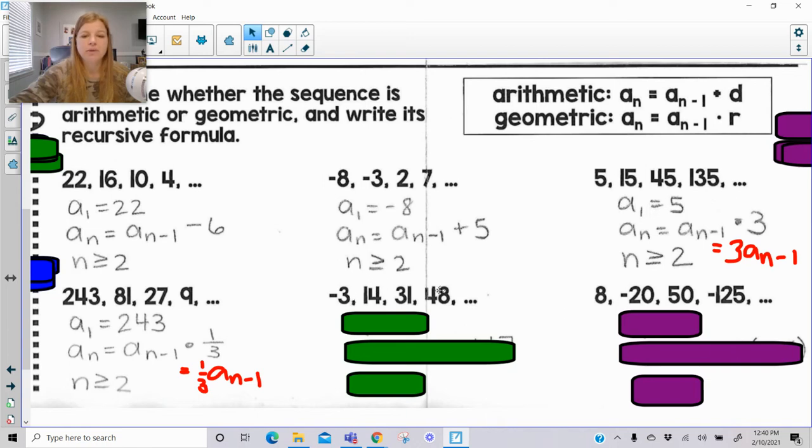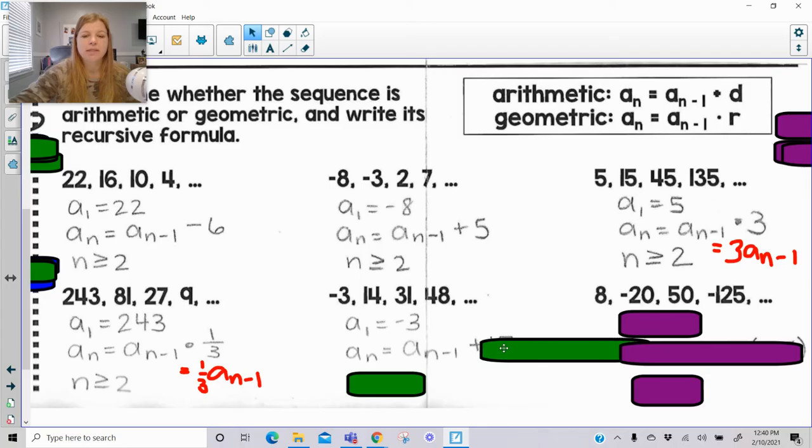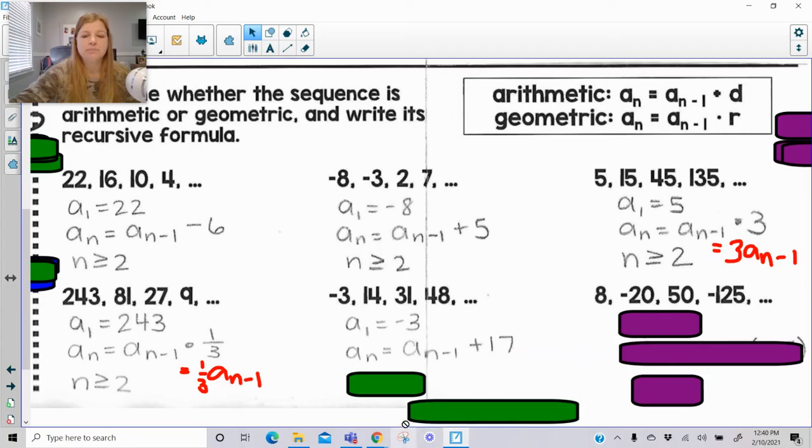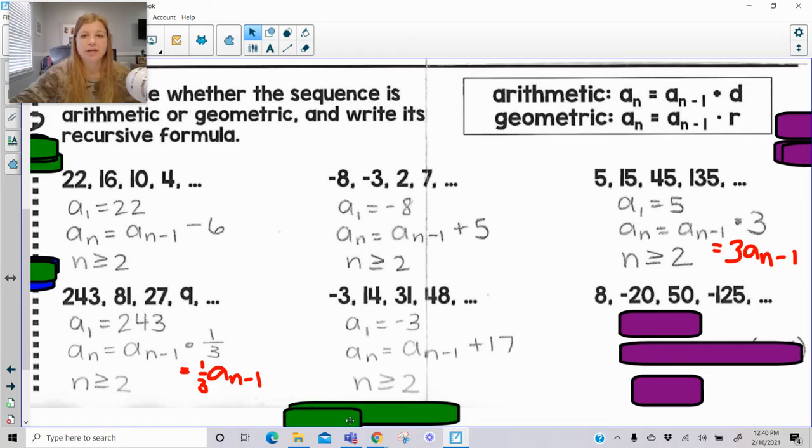-3, 14, 31, 48. I see the values are increasing by 17, so it's arithmetic. So this one would be a sub n equals a sub n minus 1 plus 17. Again, n is greater than or equal to 2.